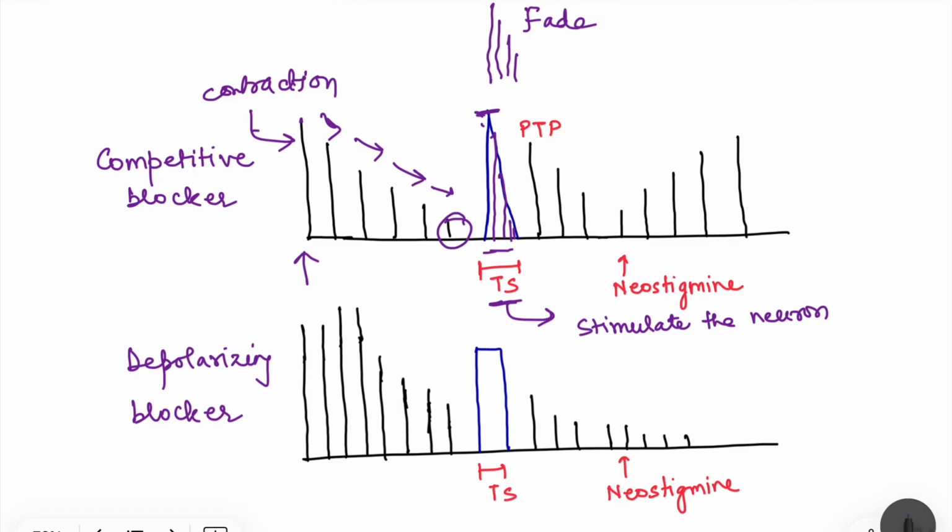Now as soon as the tetanic stimulation is stopped and we again stimulate the nerve, we get increase in the strength of contraction. So this is known as post-tetanic potentiation. So here you see the strength of contraction has decreased this much, but when we stimulate after the tetanic stimulation is over, again we get an increased strength of contraction. This is known as post-tetanic potentiation.